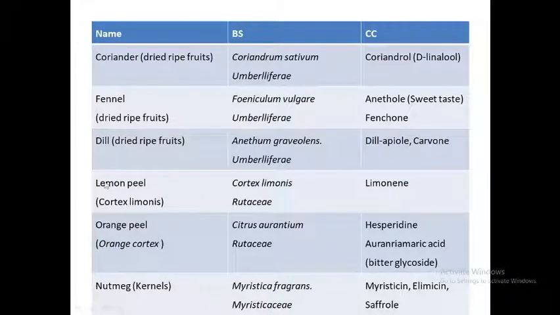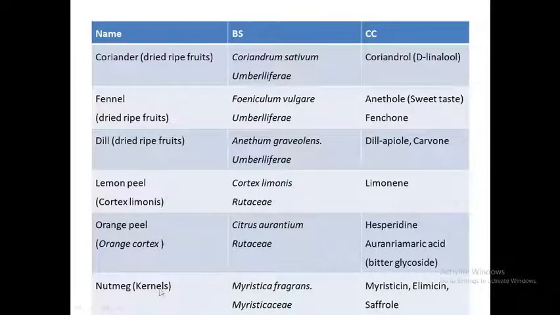Then just see the next, lemon peel. These are the peel of Cortex limonis belonging to family Rutaceae. Lemon and orange are both citrus fruits, which have a common family, the Rutaceae family, and consist of limonene as a chemical constituent. Then orange peel, which is obtained from Citrus aurantium. Again the family is the same, Rutaceae, and it consists of hesperidin and aurantiamarin, and this aurantiamarin is a bitter glycoside.